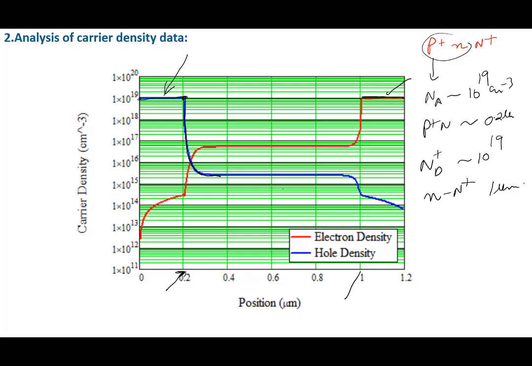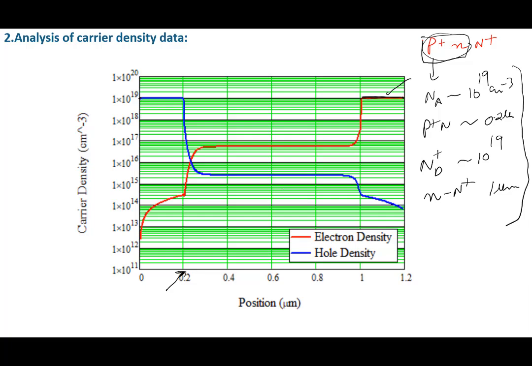Right, so a couple of things that we can deduce from the carrier density data, if we just look at the data and try to infer some very basic things. Now, the next part is to go a little bit into detail of this. So if we see electron density and we look at hole density, note that it's a P plus N junction. So we expect the depletion region to be entirely in the N region. The whole depletion region will lie there, which is also sort of visible.